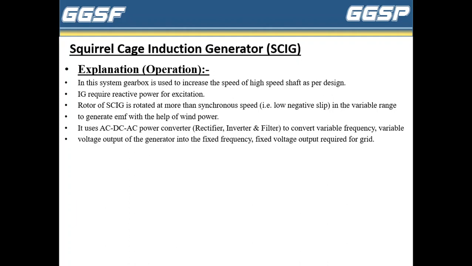The rotor of the squirrel cage induction generator is rotated at more than synchronous speed, that is low negative slip in the variable range, to generate EMF with the help of wind power. It uses an AC-DC-AC power converter, that is rectifier, inverter and filter, to convert the variable output voltage of the generator into the fixed frequency, fixed voltage output required for the grid.